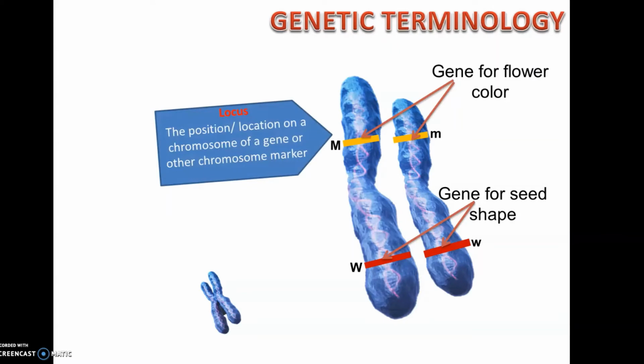Locus, in singular, or loci in plural, is the position or location on a chromosome of a gene or other chromosome marker. Now, let's discuss in detail based on the schematic diagram of Mendel's experiment.